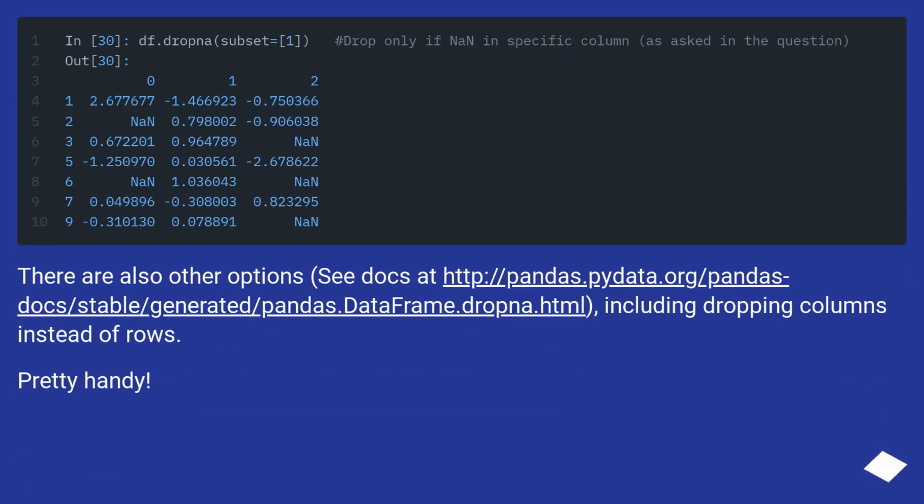There are also other options, see docs at this URL, including dropping columns instead of rows. Pretty handy.